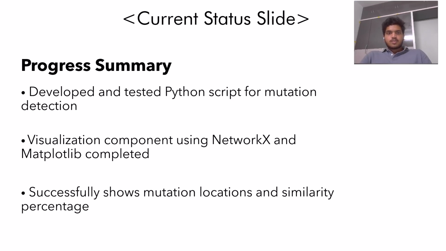Coming to the progress summary, so far we have successfully developed the Python script for mutation detection. The visualization part using NetworkX and Matplotlib is also completed. The tool correctly identifies and marks mutation points, and it also calculates the similarity scores. We also tested with example DNA sequences, and the results are accurate.